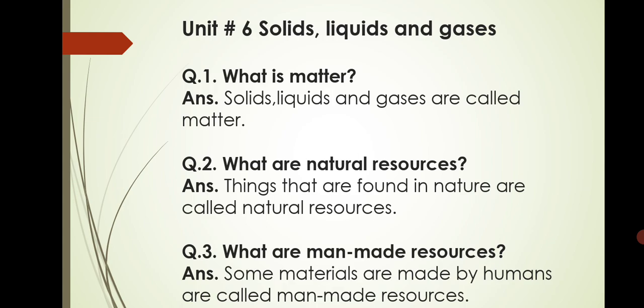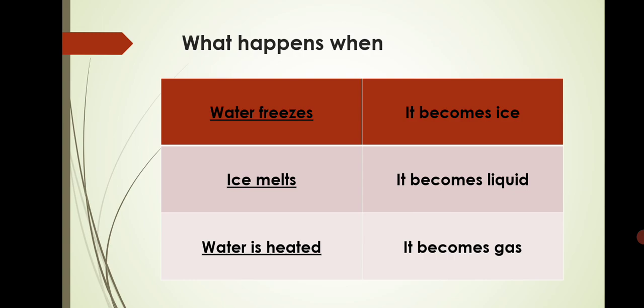Question number 3, what are man-made resources? Some materials made by humans are called man-made resources. What happens when water freezes? It becomes ice. Yes. What happens when ice melts? It becomes liquid. And what happens when water is heated? It becomes gas.